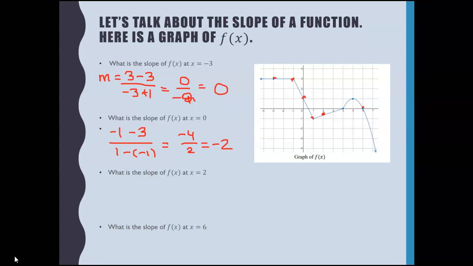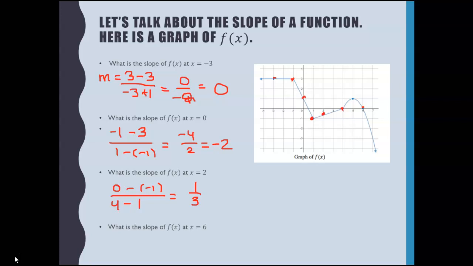At 2, once again, you could use the point 1, -1, and we could use the point 4, 0. So it's 0 minus a -1 over 4 minus 1. Or you get 1/3.